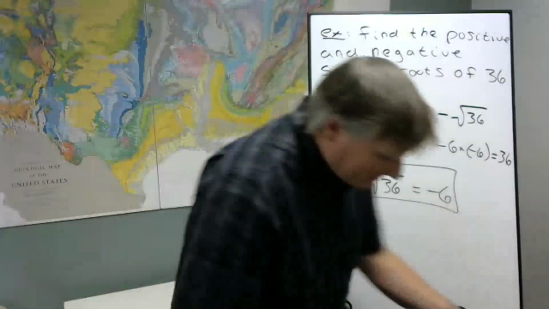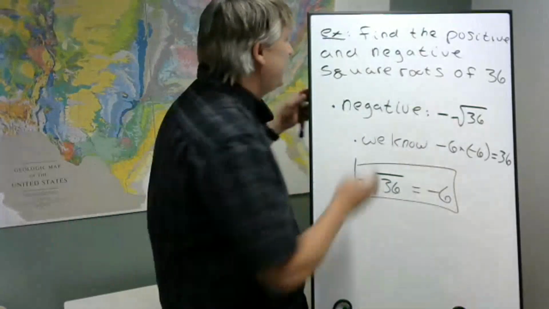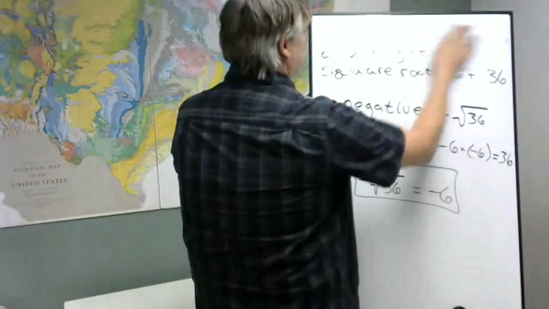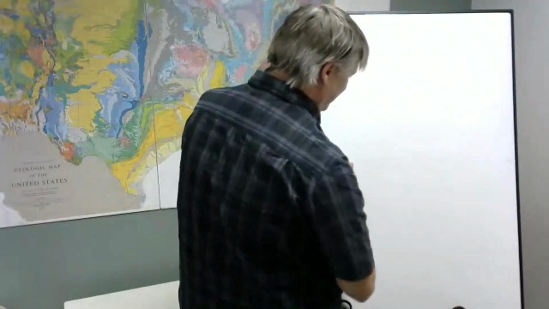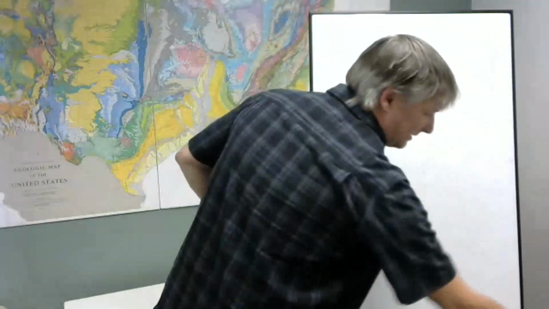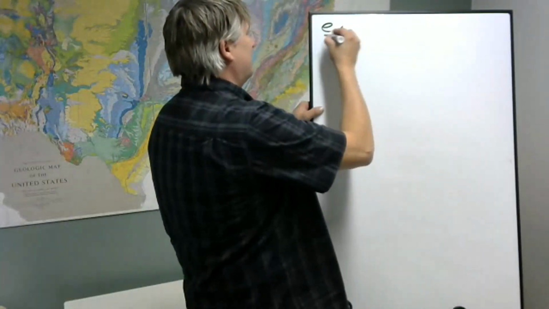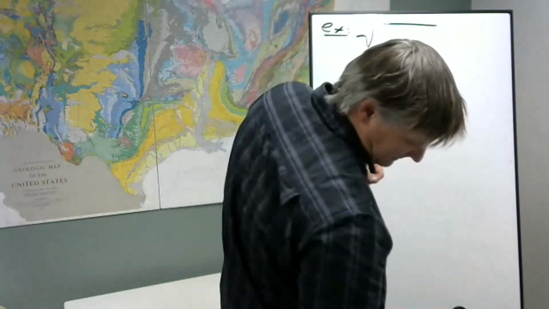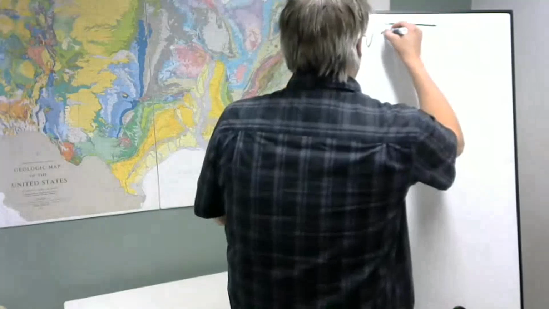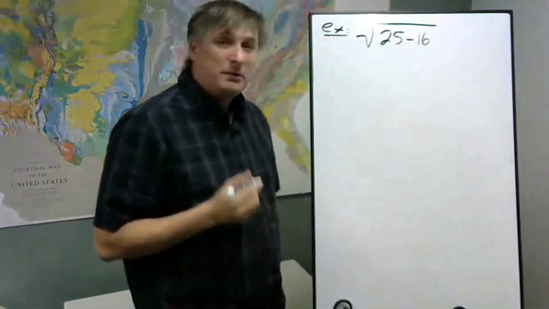All right. So that's the idea of square roots. That's what we're going to be working with. And we're going to get into some detailed properties with these as we go through the chapter. So first off, what happens if we have something like this? What do we do here?